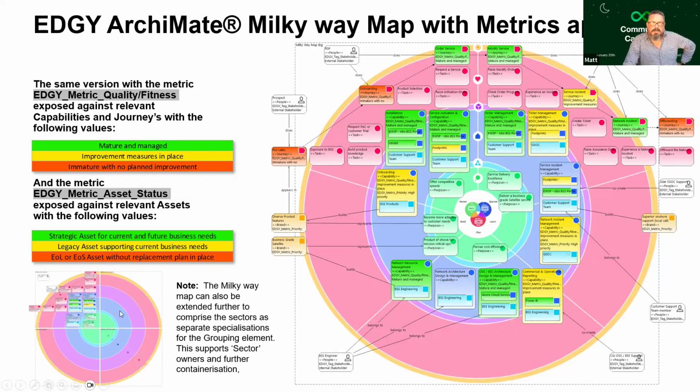I've put this smaller graphic in because I'm also working on developing a sector-based Milky Way map. So this is where the marketing sector or the operational sector can be set up as a separate specialization. That's nice because you can have an owner of the sector, like our typical business owner, but you can easily report on what capabilities they're responsible for, which assets are within their area of responsibility, etc. But that's something that's still being developed.